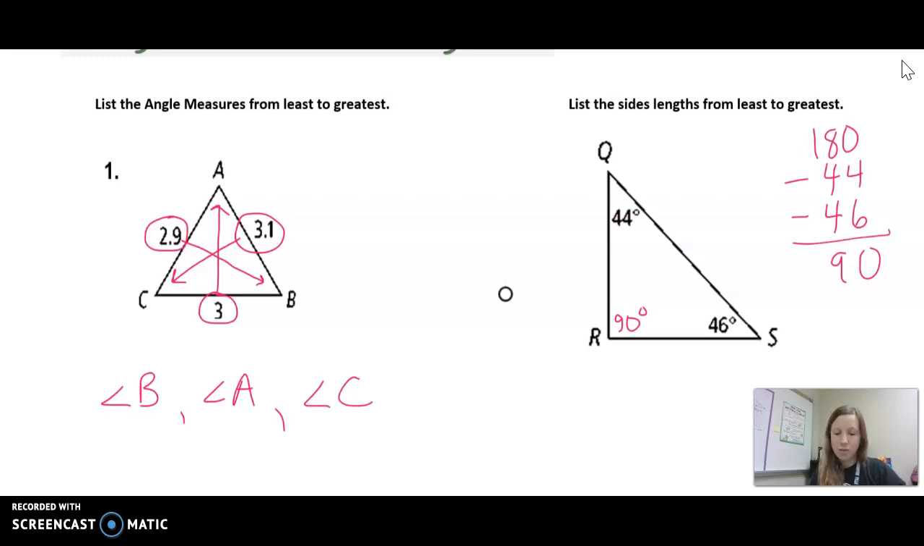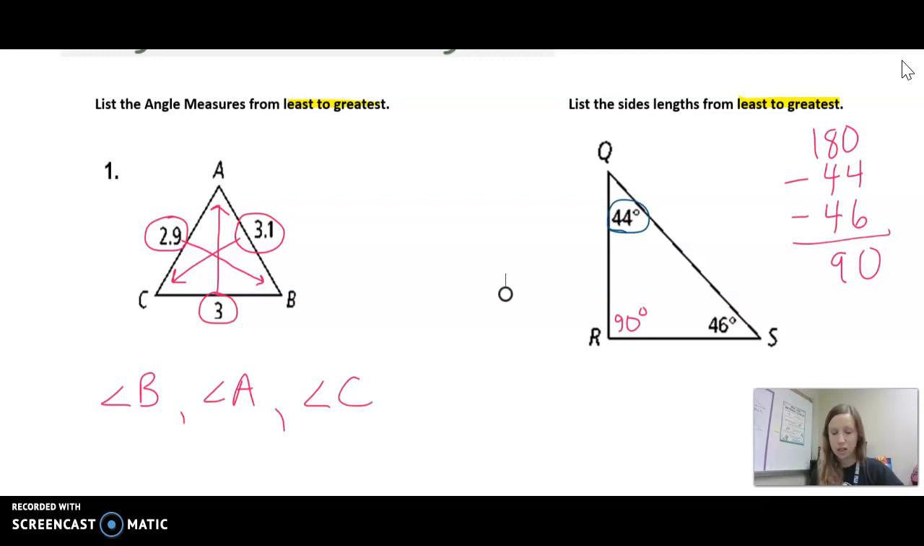And as we said before, we don't know these side lengths, but we can tell which one is the smallest, which one's the biggest, and which one's in the middle. So we're asked to label them from least to greatest. Make sure if you're looking at an assessment item or an assignment that you're always looking to see whether it says least to greatest or greatest to least. In this case, we're starting with the smallest side length. So we need to start with the smallest angle.